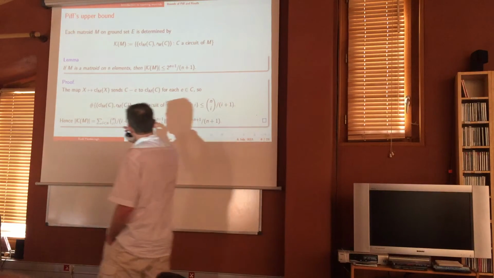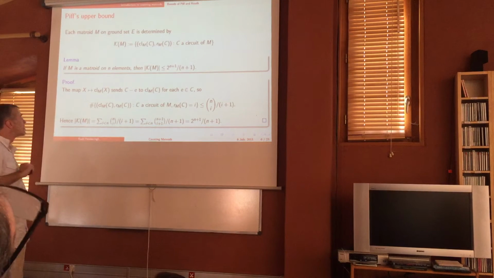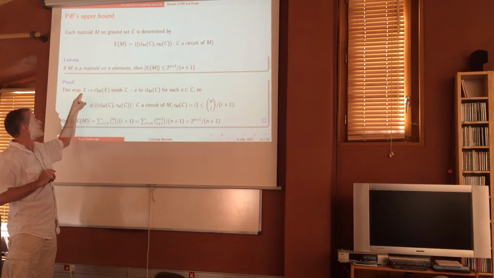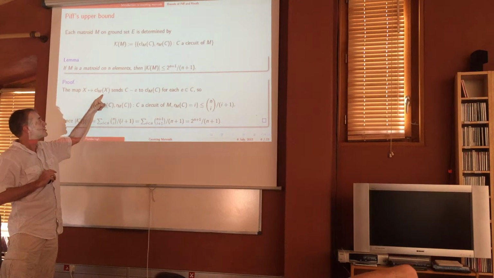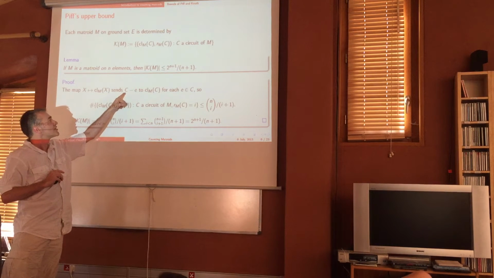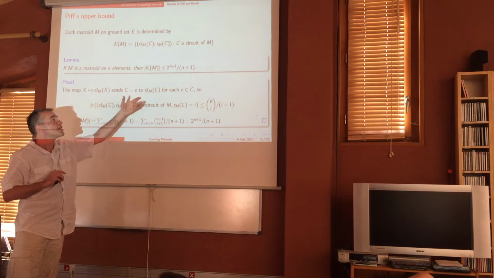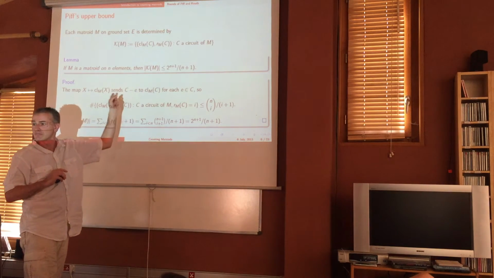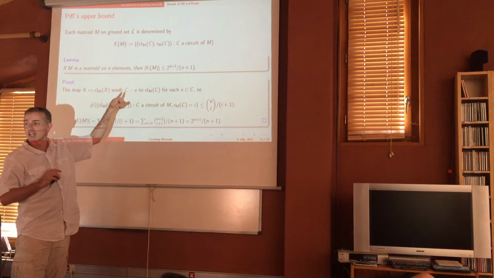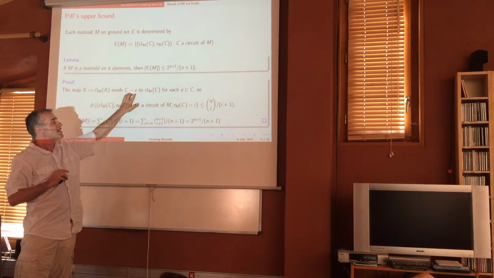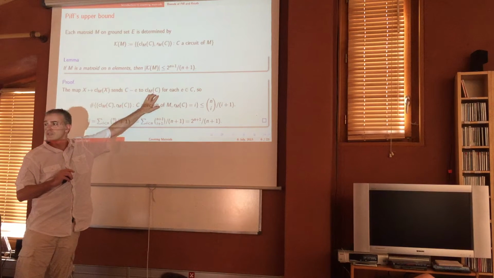math. So what you do is you count the number of closures of circuits by considering the map that takes a set to its closure. And what you see is that if you have a circuit C, then the closure of C minus e is equal to the closure of C, right? Because that one element is going to be spanned by the rest of the elements. So this map takes each of these cardinality C sets to that same closure.